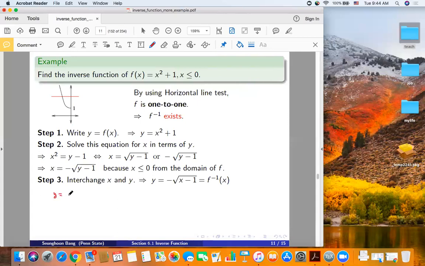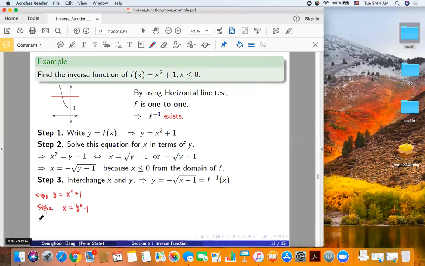Y equals x squared plus 1. This is like step 1. Same. The step 1. The step 2. Interchange x and y from here. So no problem. You can do interchange x and y.